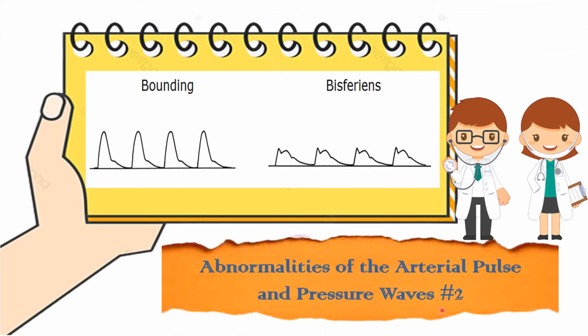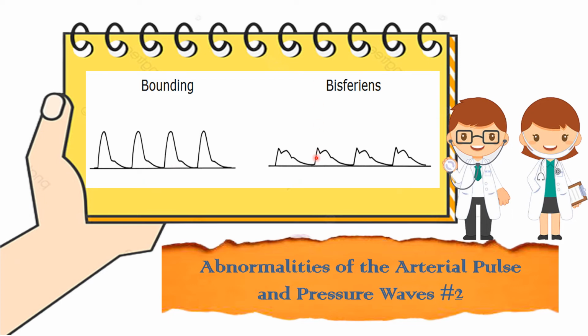Another abnormality of the arterial pulse and pressure waves is the bounding pulse. The pulse pressure is increased, and the pulse feels strong and bounding. The rise and fall may feel rapid, and the peak is brief. The usual causes include increase in stroke volume or decreased peripheral resistance, as in those who have fever, anemia, hyperthyroidism, aortic regurgitation, and so on.